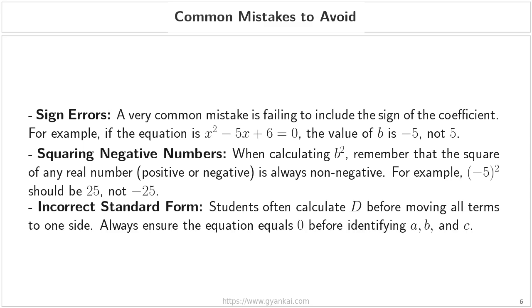Finally, always double-check your standard form. As we saw in our step-by-step guide and in our engineering example earlier, you cannot accurately identify a, b, and c until the equation is set to 0. Students often try to calculate the discriminant while there are still terms on the right side of the equals sign. Always move everything to the left side first so that the equation is in the form x squared plus bx plus c equals 0. If you get this step right, the rest of your calculation will be much more reliable.